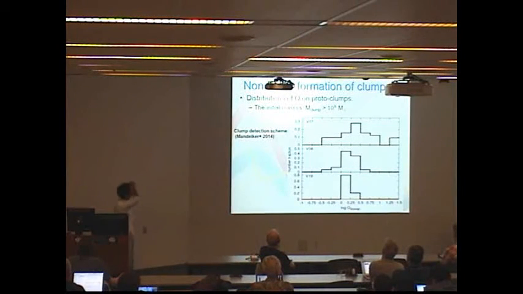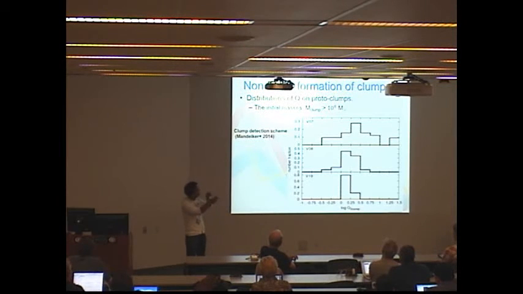This is showing the statistics of the Q value at the proto-clump region. I performed a clump detection scheme invented by Mandelker, and I applied this method to all snapshots. So I can trace back the clump orbit to the formation position and the formation time, and I measure Q at the formation position of the clumps. This is what I call proto-clumps.